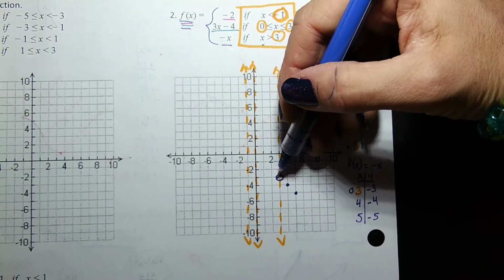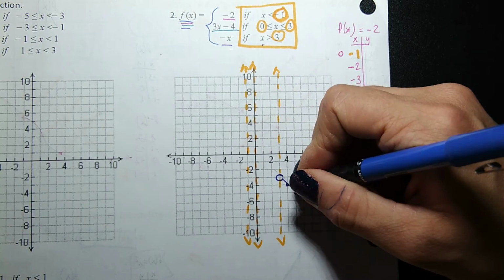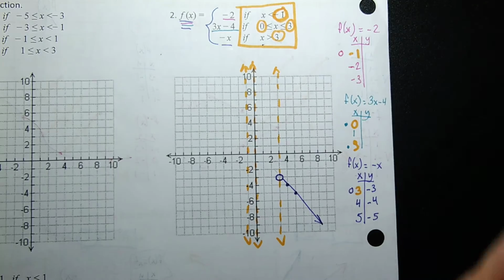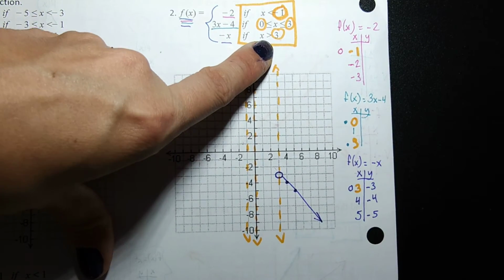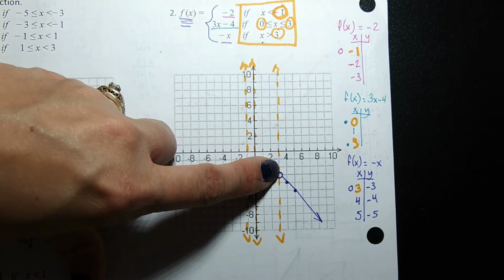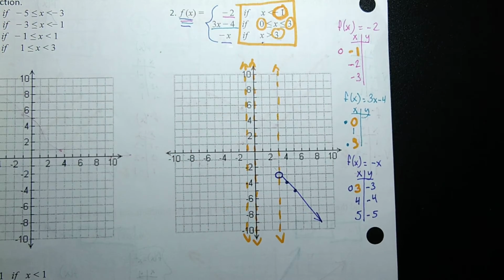Are we going to draw our arrow up and to the left or down and to the right? Down and to the right only, because this is where my x values are greater than 3. So here's 3, my x value, and then greater than 3 is this part of the graph. All right, that's my first function piece.